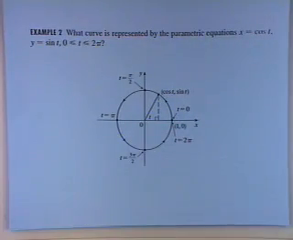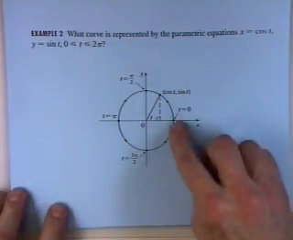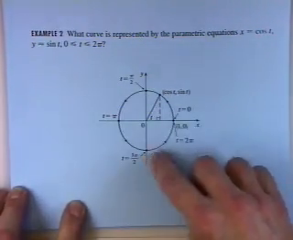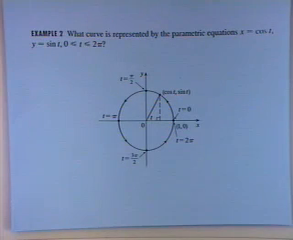So these are the first one that we looked at, the one that was actually in the book that had sine and cosine in it. And that was the unit circle. And you could see when t is 0, right? Much better than my picture.